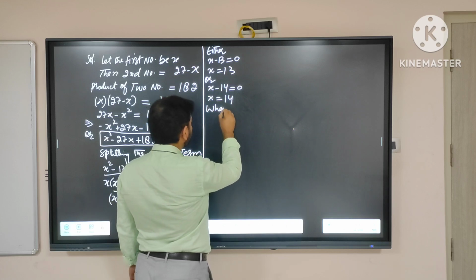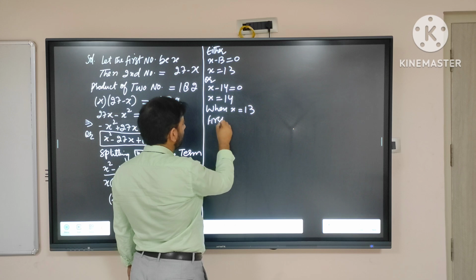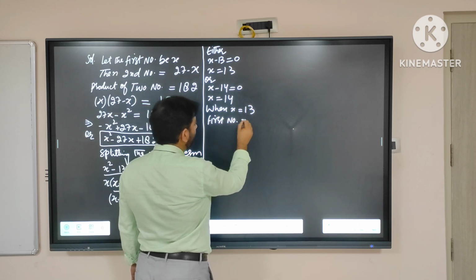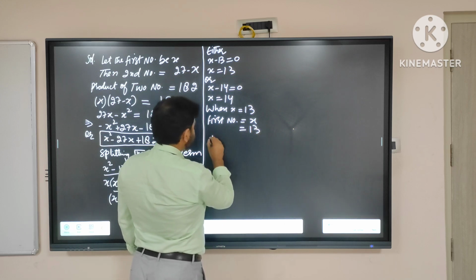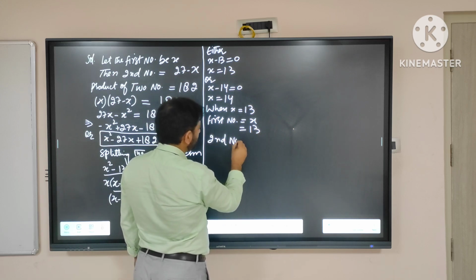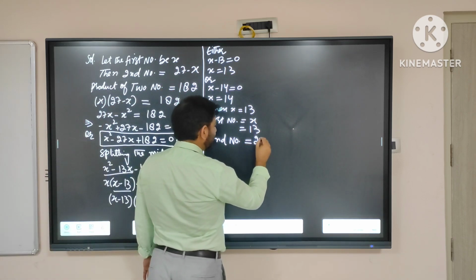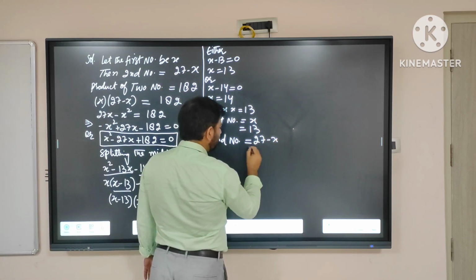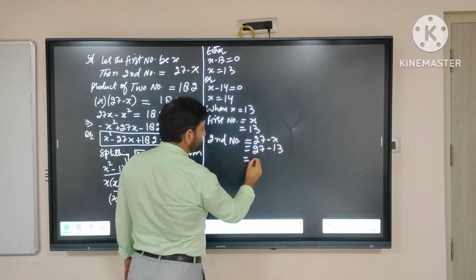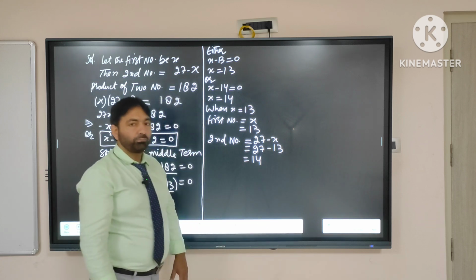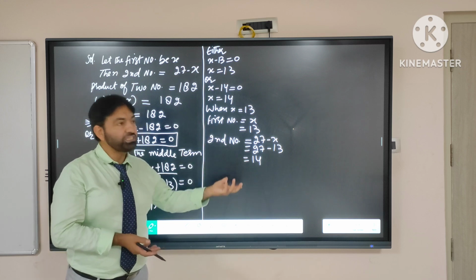When x is equal to 13, the first number would be equal to x, and that is 13. The second number that we have kept as 27 minus x, that is 27 minus 13. So the second value would be 14. So the first number is 13 and the second is 14, and vice versa.